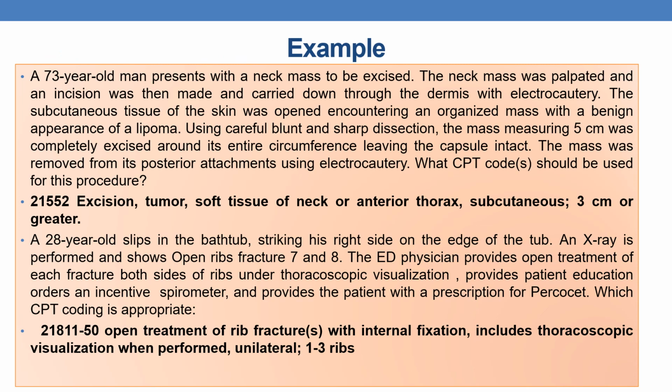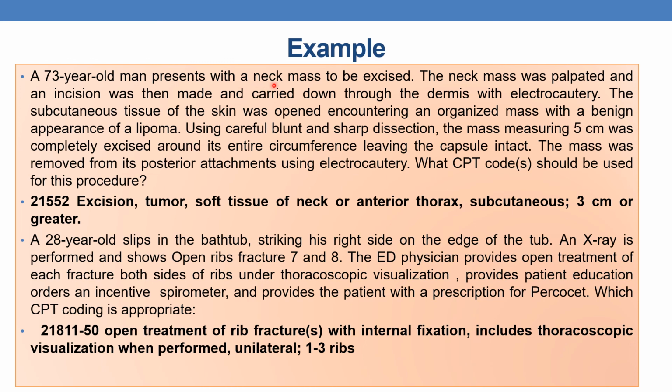Now let us discuss an example. A 73-year-old male presents with a neck mass to be excised. The neck mass was palpated and an incision was made and carried down through the dermis with electrocautery. The subcutaneous tissue was opened, encountering an organized mass with a benign appearance of lipoma. Using careful blunt and sharp dissection, the mass measuring 5 cm was completely excised around its entire circumference, leaving the capsule intact. The mass was removed from its posterior attachments using electrocautery. What CPT should be reported for this procedure?